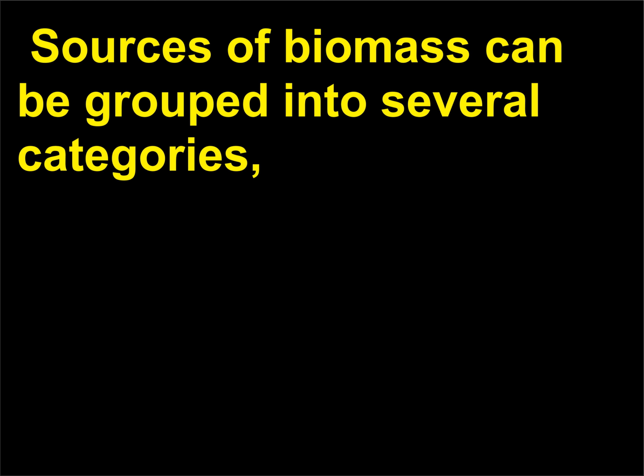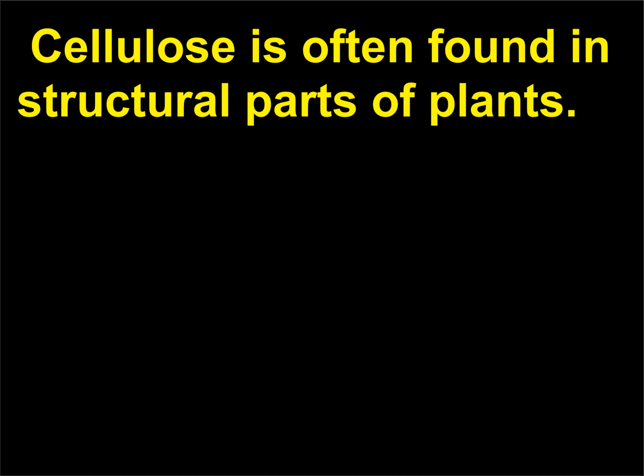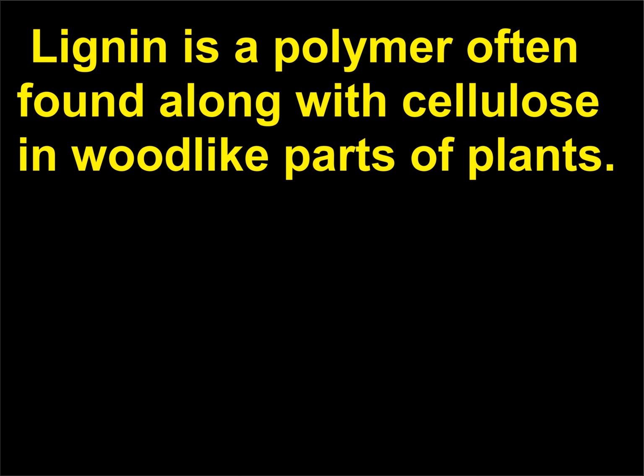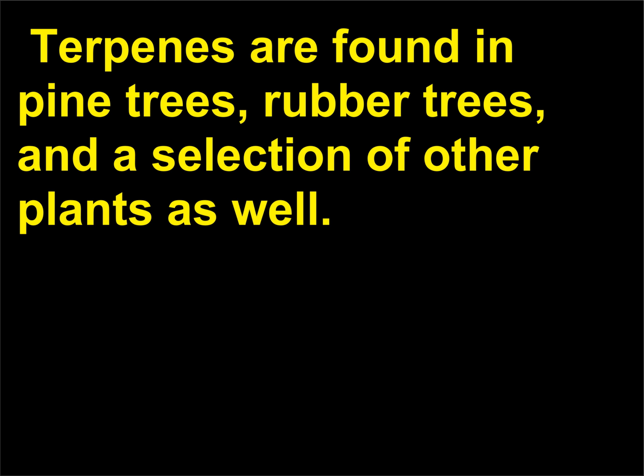Sources of biomass can be grouped into several categories, including cellulose, lipids, lignin, terpenes, and proteins. Cellulose is often found in structural parts of plants. Lignin is a polymer often found along with cellulose in wood-like parts of plants. Lipids and lipid oils are often extracted from seeds and soybeans. Terpenes are found in pine trees, rubber trees, and a selection of other plants as well.